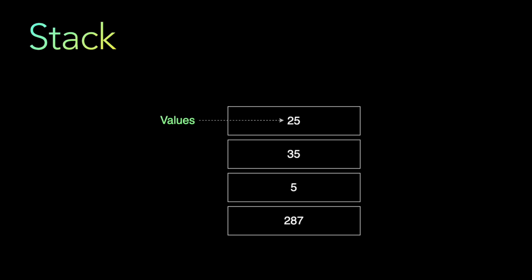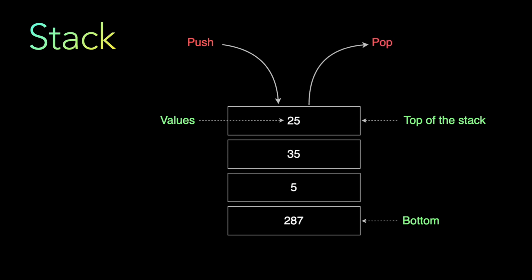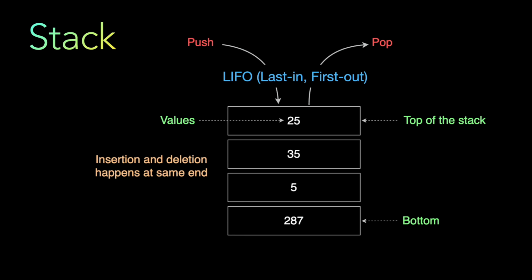The next data structure is stack. A stack is a linear data structure containing the top and the bottom of the stack. It follows a particular order in which the operations are performed. When an element is inserted, it's called push. And when an element is deleted from the stack, it's called pop. Insertion and deletion happen at the same end in the stack data structure, if you notice. It follows the LIFO order, that is the last in, first out order.